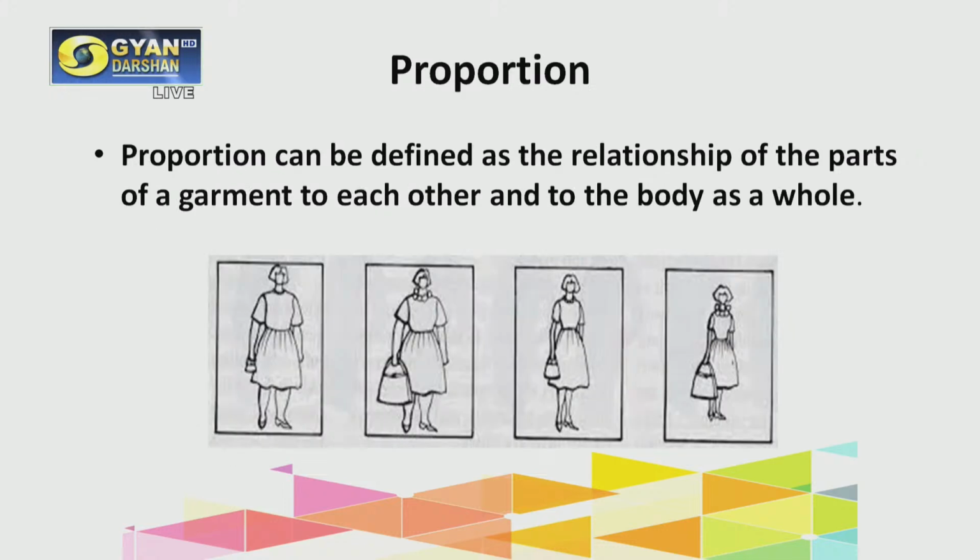Proportion, as the name itself suggests, means to bring things into harmony. So there should be a proportion. If there are two things, they should look similar. Proportion can be defined as the relationship of parts of a garment to each other and to the body as a whole. Now there can be garments where the sleeves might be very huge and the garment might be very small, or the garment might be too lengthy and there might be no sleeve or half sleeve, but those garments generally don't give a very good proportion to the wearer, to the garment that person is wearing.